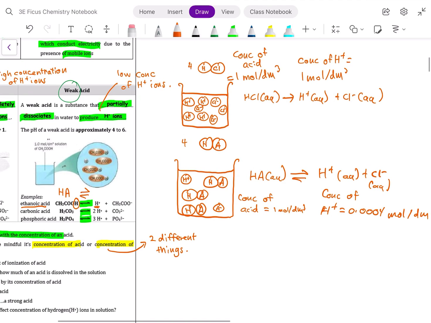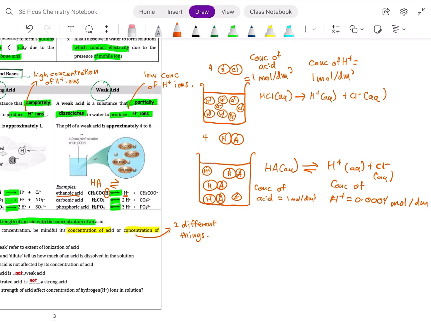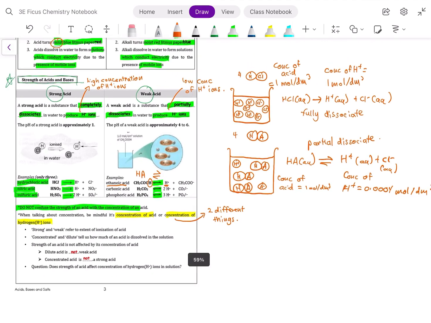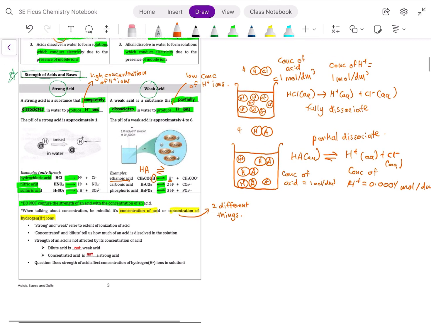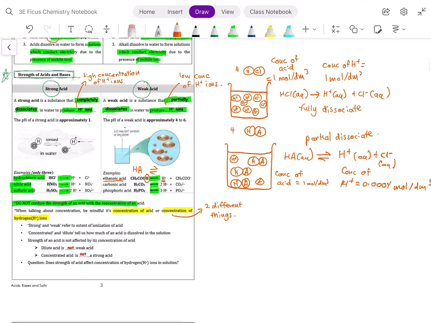Because this concentration of H plus will affect the pH, later on you will learn. So it's important you get this concept of what's partial and what's fully dissociate. This one is fully dissociate. The one at the bottom is your partial dissociate. That's the meaning. Concentration of acid and concentration of H plus are actually two different things. Concentration of acid is how much of the acid I dissolve in the solution.